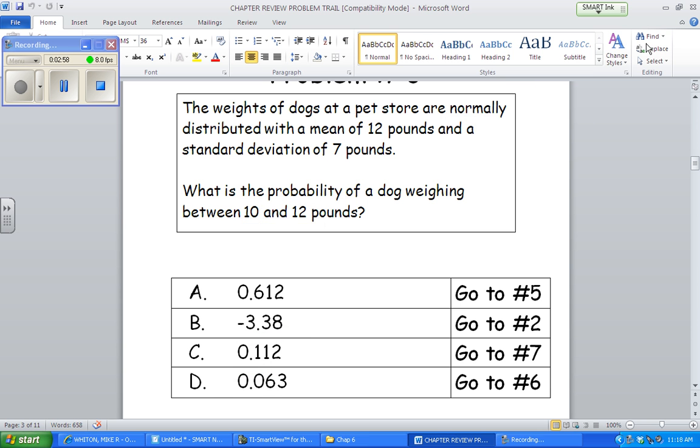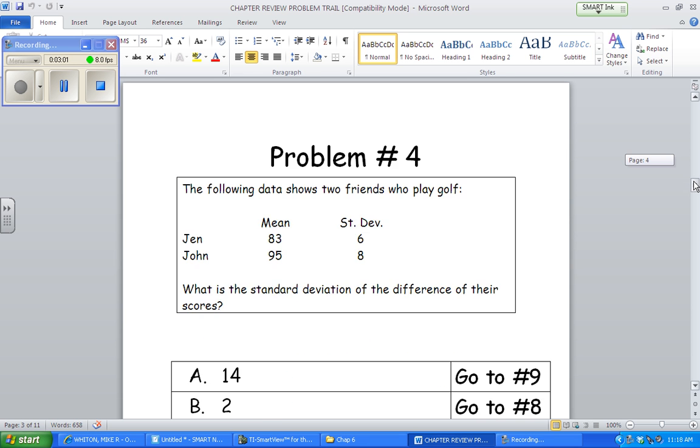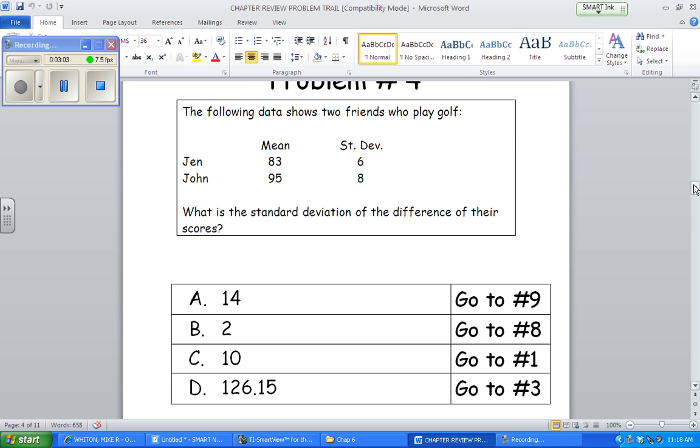Okay, all right, moving along. Number 4. Two friends play golf. We have their mean score. We have their standard deviation. I want to know, what is the standard deviation of their differences? Basically, how many does one guy usually win by? What's the standard deviation of that?